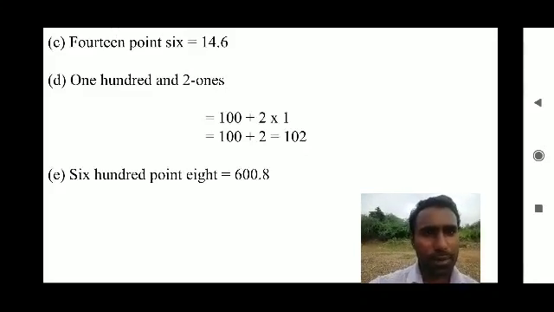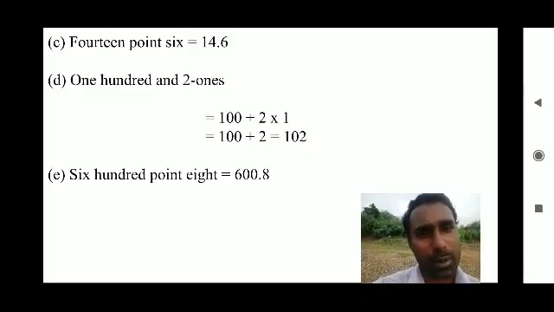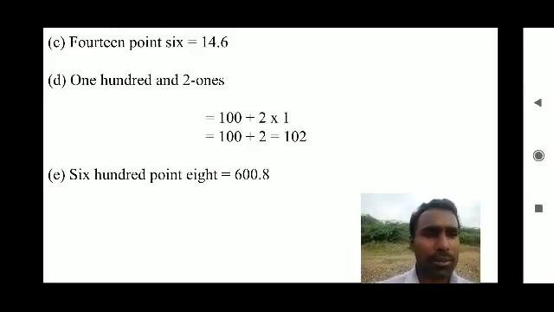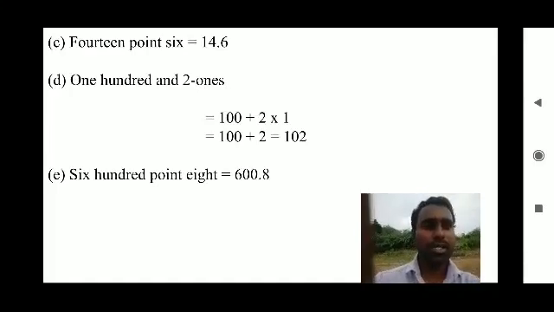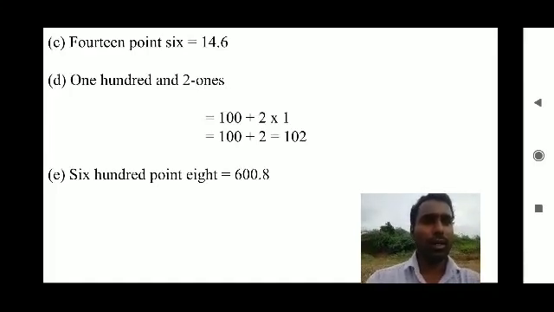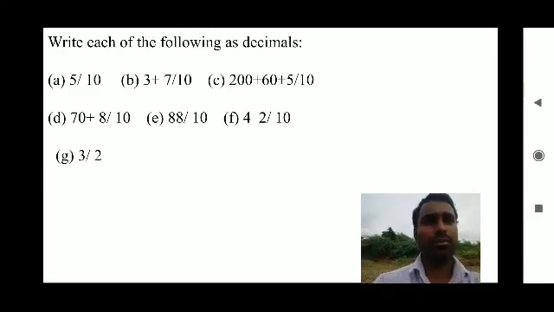Okay. And next problem, 600.8. 600.8, right? 600 whole number, 0.8. 600 plus 0.8, if you add, means 600.8. Can you understand? Okay. Shall we go to the next one?